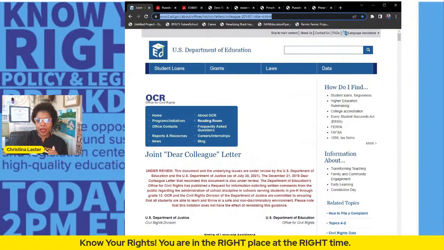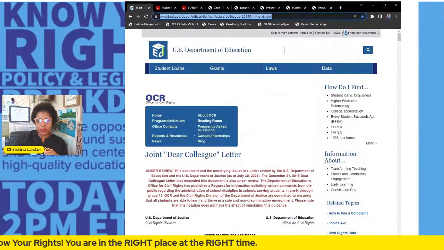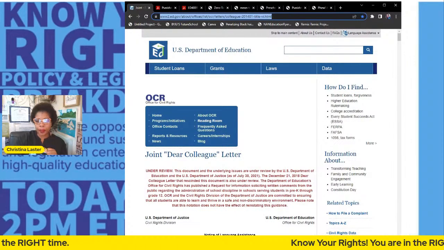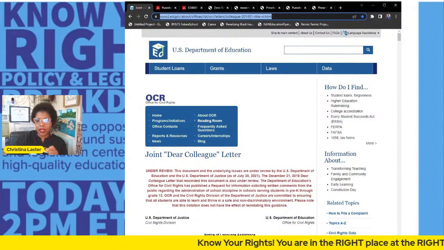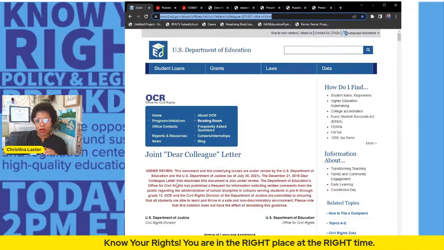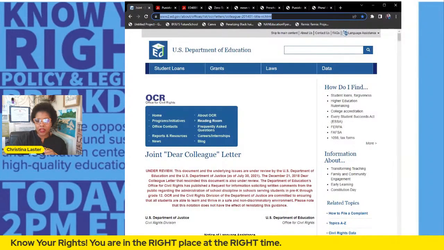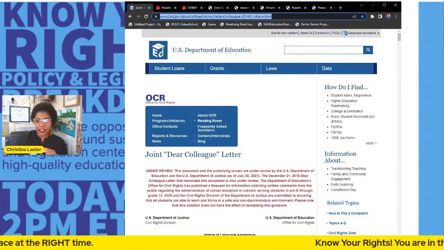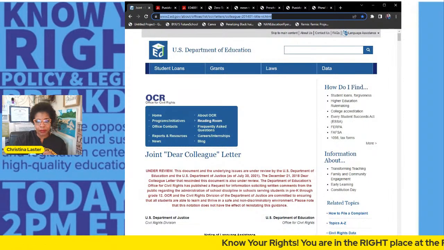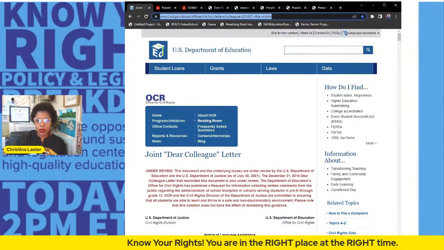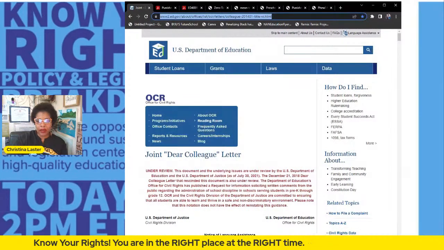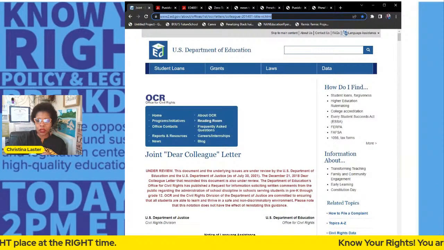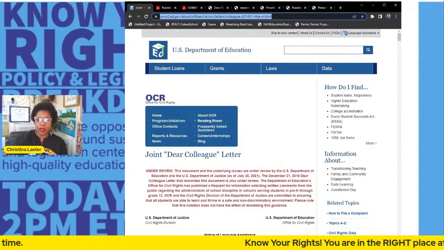So this document and the underlying issues are under review by the U.S. Department of Education and the U.S. Department of Justice as of July 30, 2021. Okay. The 2018 Dear Colleague letter that rescinded this document is also under review. The Department of Education's Office for Civil Rights has published a request for information. I'm not sure if you were a part of that request for information or if anyone shared that with you, but it's definitely worth checking to see if that window has closed or if you can still submit. And I would just submit anyway, right?